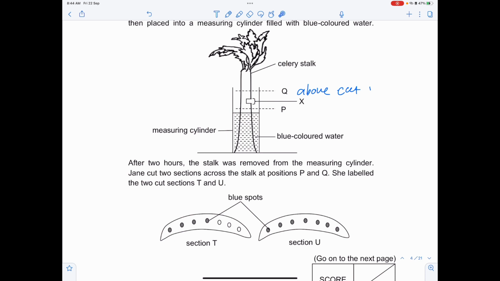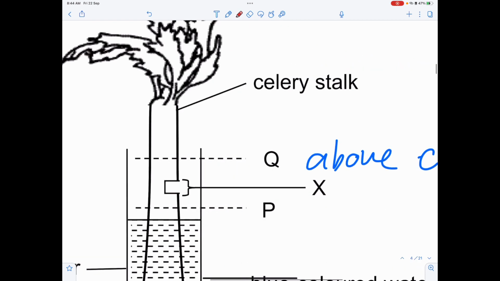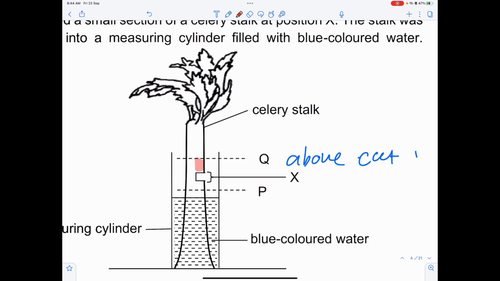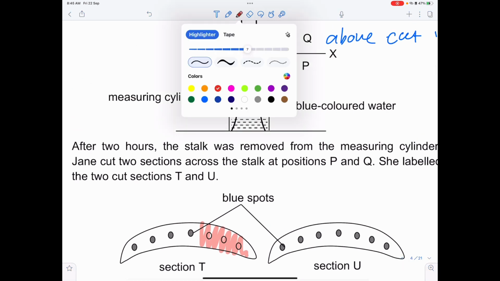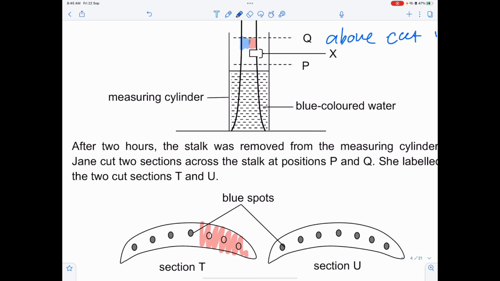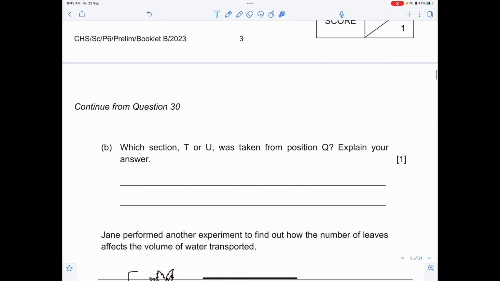So the fact that some of them are missing blue spots, this part over here refers to this half. I'm going to color it for you. This part over here is actually this part that has not been cut. So therefore the part that has been cut cannot receive any blue water and therefore it is not stained. Alright, so let's translate that into an answer.